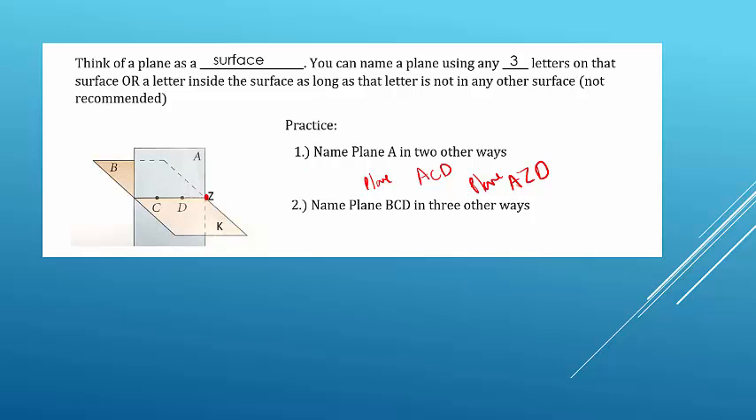Let's try it again with plane BCD. So you could switch the order of the letters up and name it CBD. You could also technically call it plane K, because K is only contained on the orange rectangle. Or you could call it plane CDK. So all of those are fine.